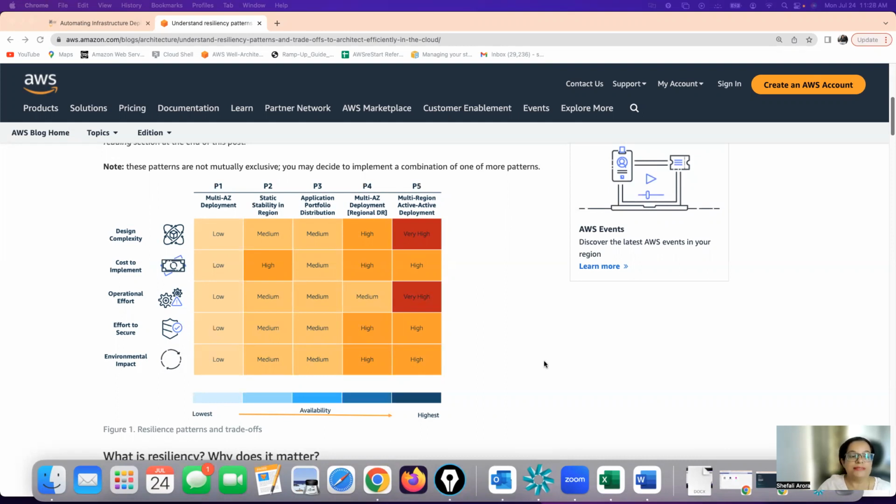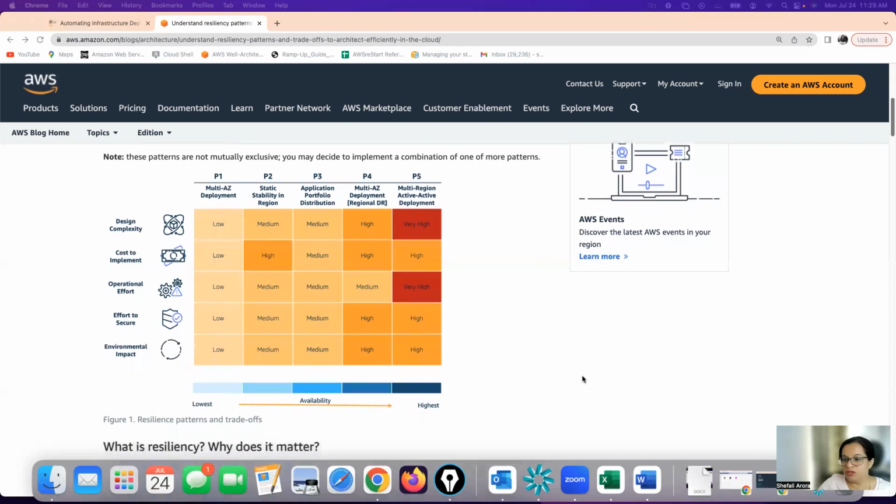And the last one is environmental impact. This is about an increased deployment footprint for resilient systems, because it may increase your consumption of cloud resources. And do we really need that for the application? Is it good for the environment? And this point is actually focusing on the sustainability pillar of the AWS Well-Architected Framework. So that is about the different patterns.